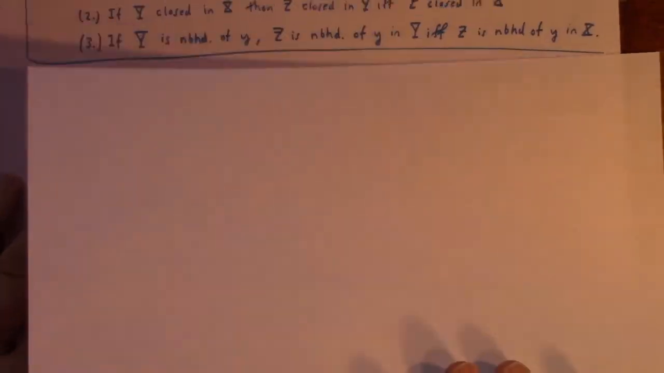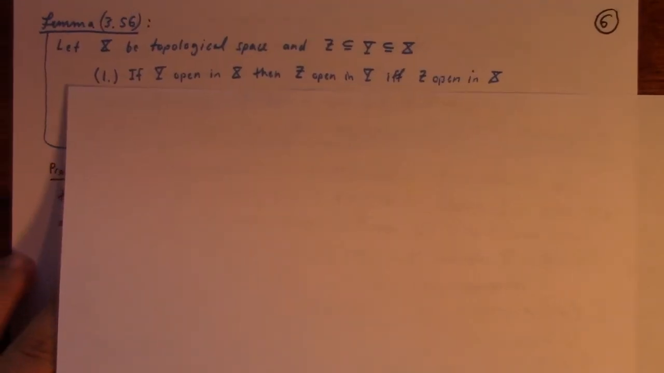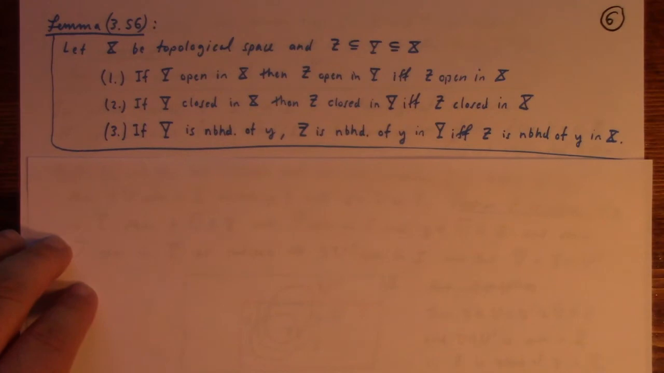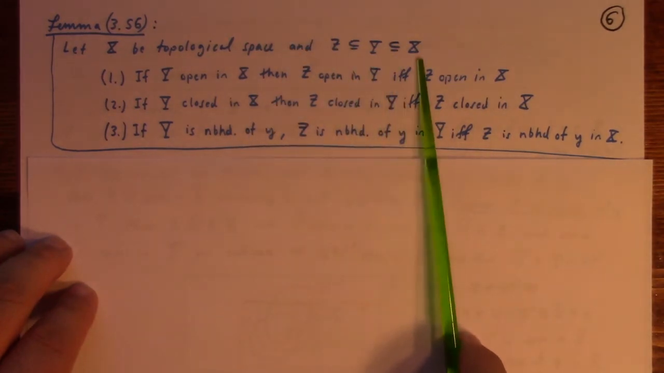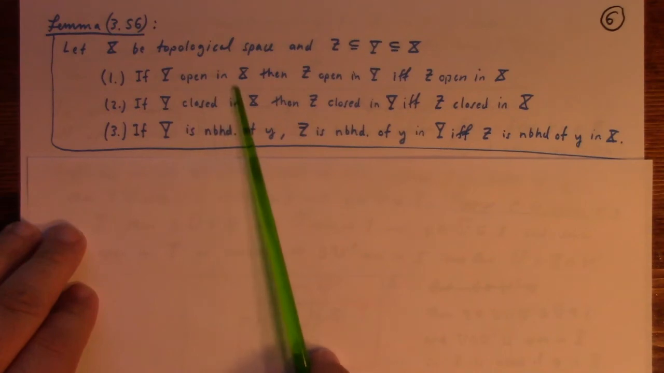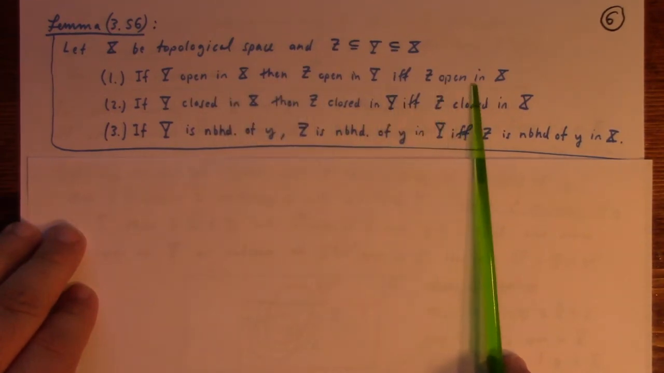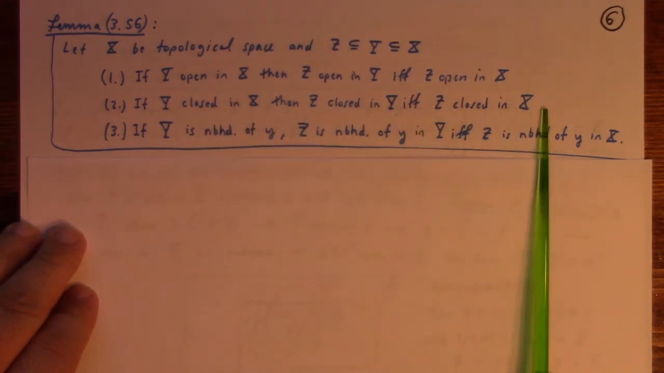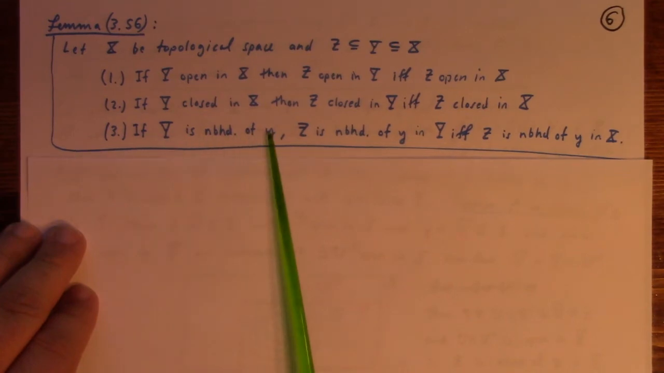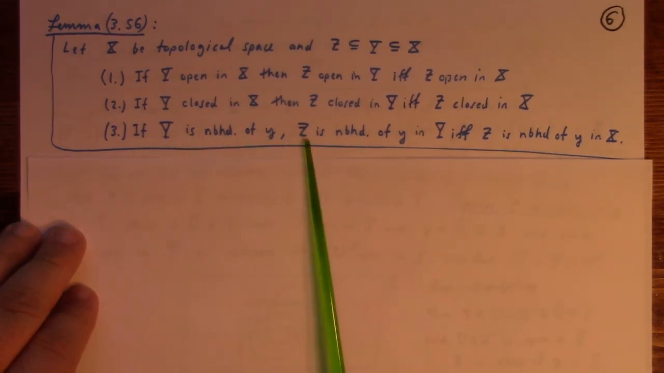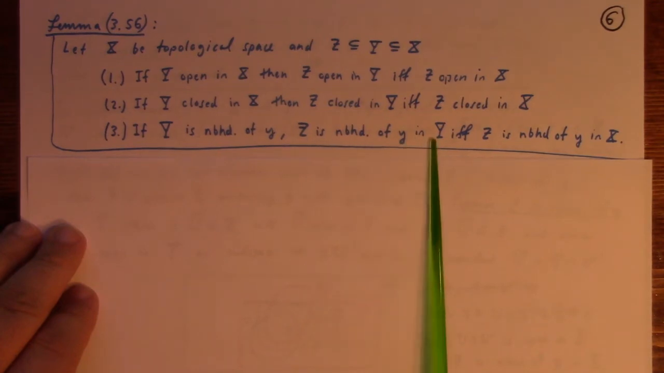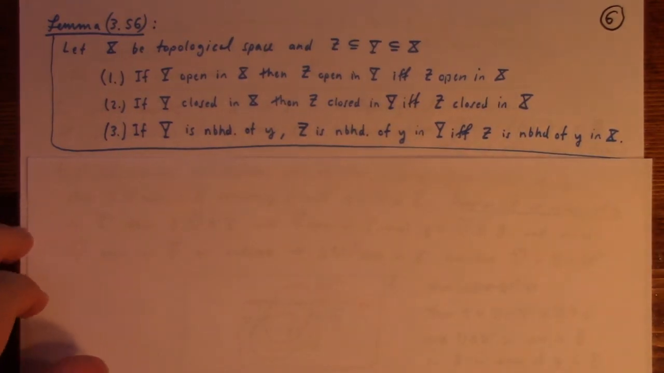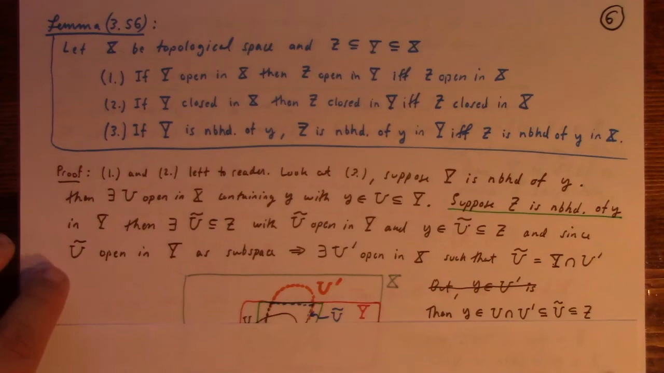Lemma 3.56 is next. Again, we're in section 3.5 of Minetti. Let X be a topological space and Z a subset of Y, a subset of X, right? If Y is open in X, then Z is open in Y if and only if Z is open in X. If Y is closed in X, then Z is closed in Y if and only if Z is closed in X. And if big Y is a neighborhood of little y, then Z is a neighborhood of little y in big Y if and only if Z is a neighborhood of little y in big X. We leave 1 and 2 to the reader. Let's look at 3 here.